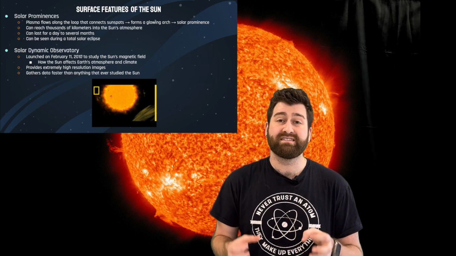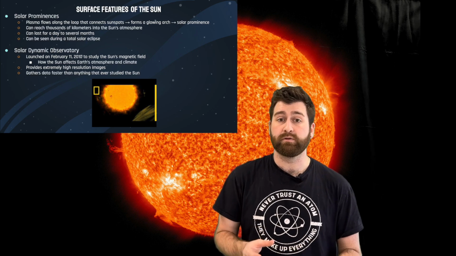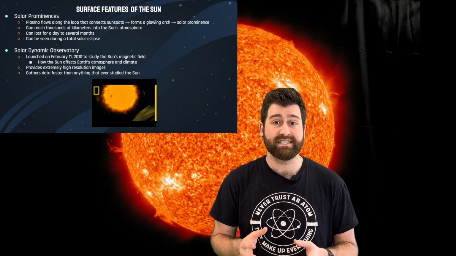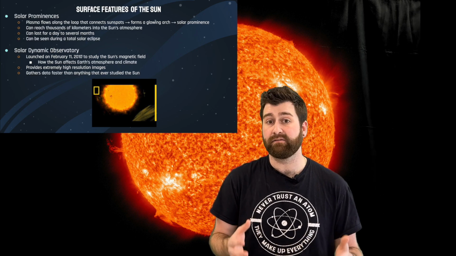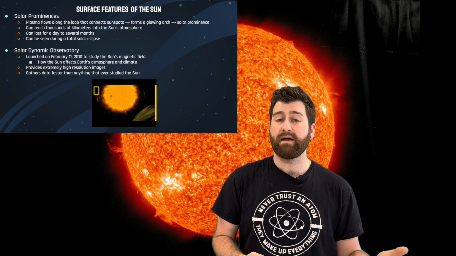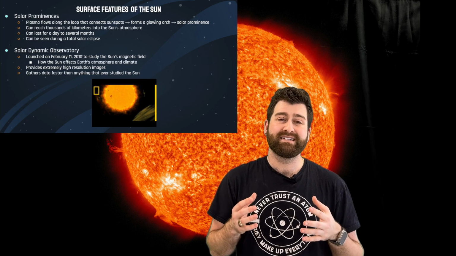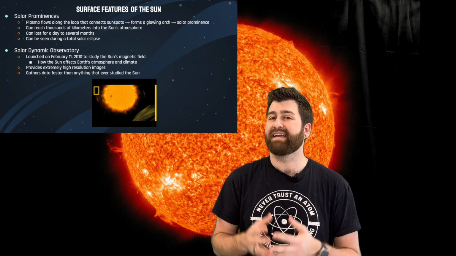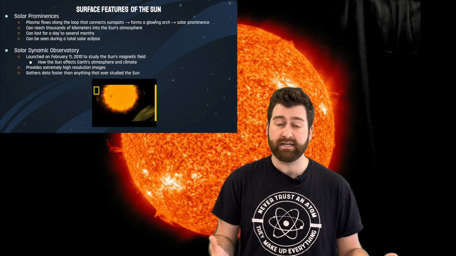Now, there was something known as the Solar Dynamics Observatory, which was launched on February 11, 2010, to study the sun's magnetic field. Specifically, we wanted to look at how the sun affects Earth's atmosphere and climate. And it provides extremely high-resolution images and gathers data very fast for scientists.